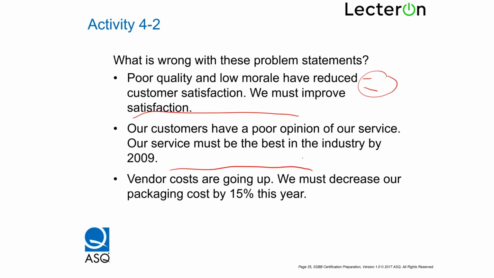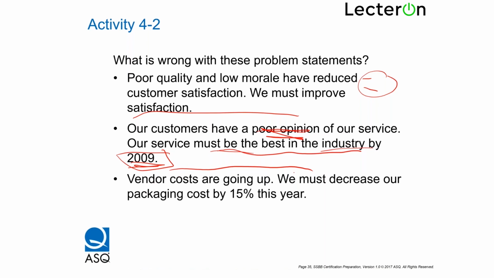Yes, please. The next one: our customers have a poor opinion of our services. Our services must be best in the industry by 2009. Okay, so here there is a schedule or time frame, but there is nothing measurable. Poor opinion is not defined, and service must be the best in industry is also not defined and not measurable.